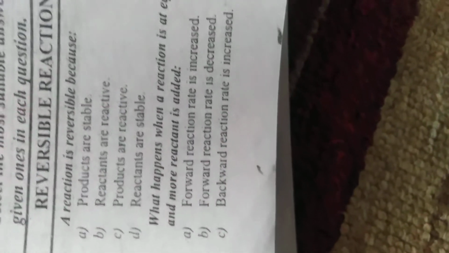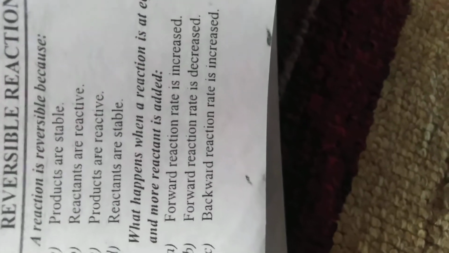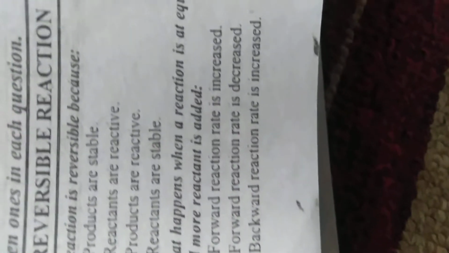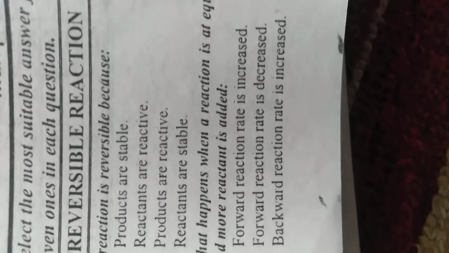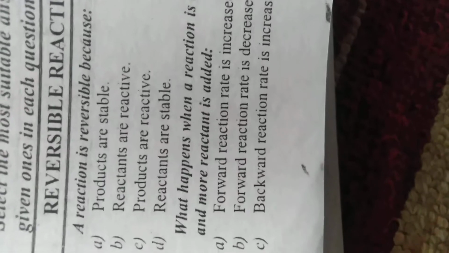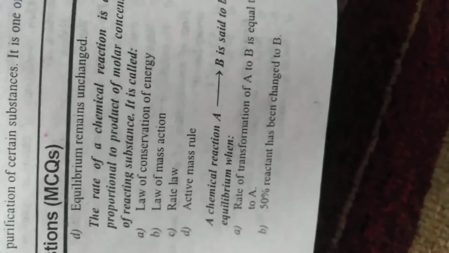Question number 2. What happens when a reaction is at equilibrium and more reactant is added? Option A. Forward reaction rate is increased. Option B. Forward reaction rate is decreased. Option C. Backward reaction rate is increased. Option D is equilibrium remain unchanged.